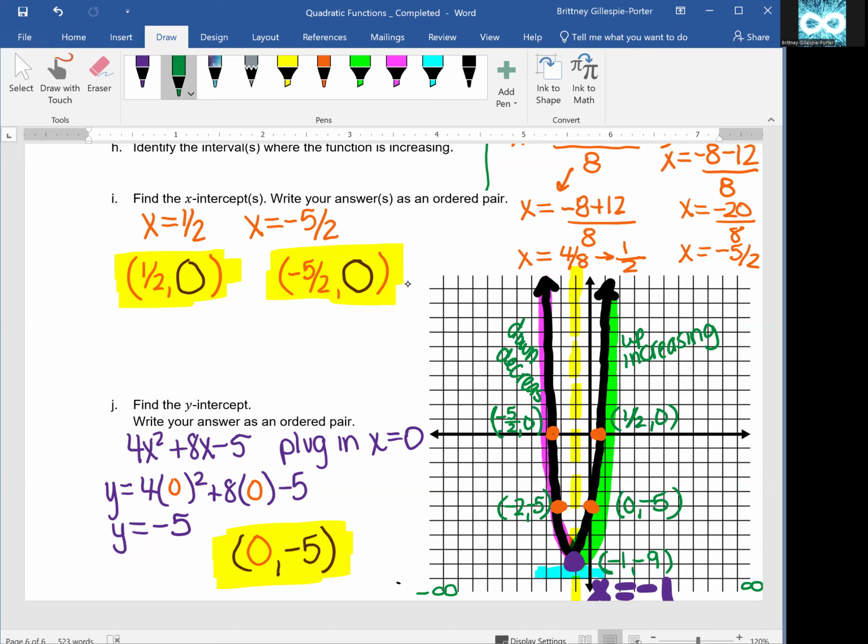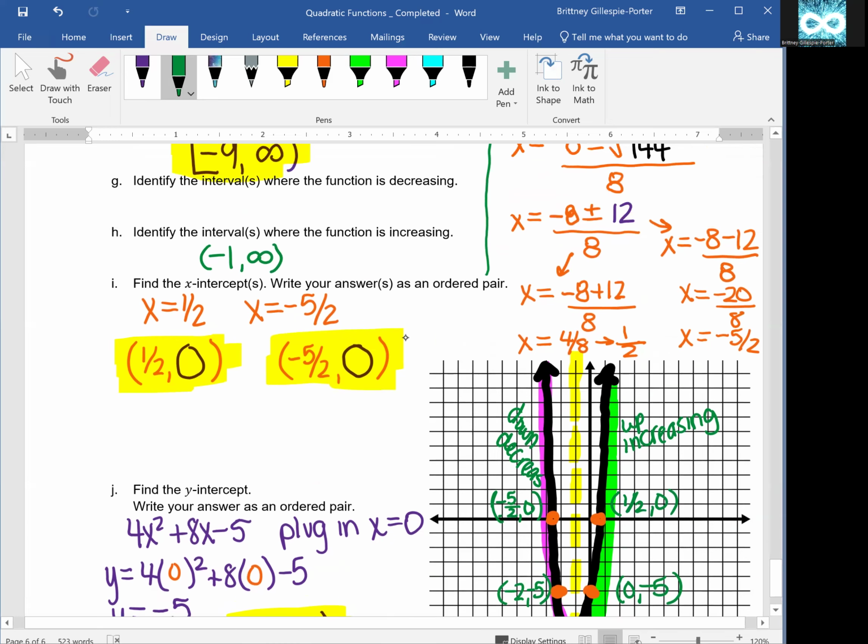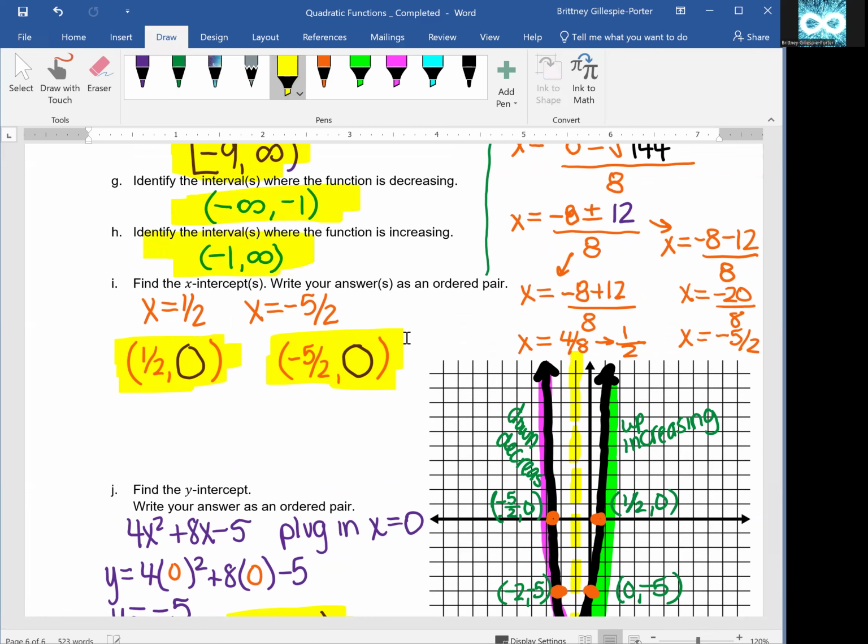I'm going to write my increasing first since I can see that at the top of the page still. So -1 to infinity. And then I'll scroll up for decreasing, which we said was the first half of the graph, which takes us from -infinity on up to -1, remembering parentheses around everything for increasing and decreasing intervals.